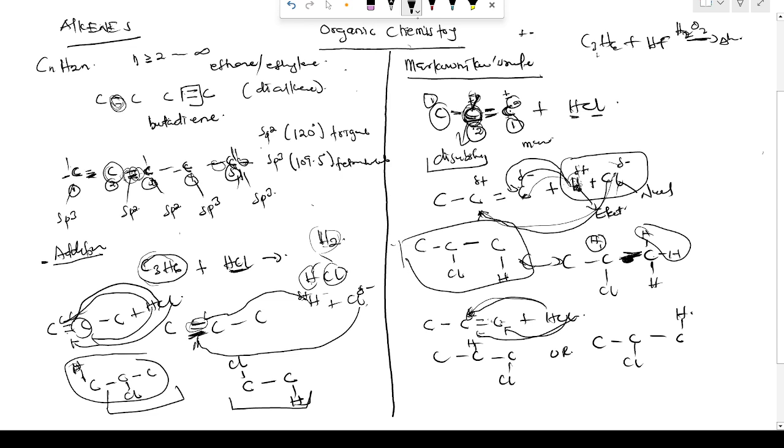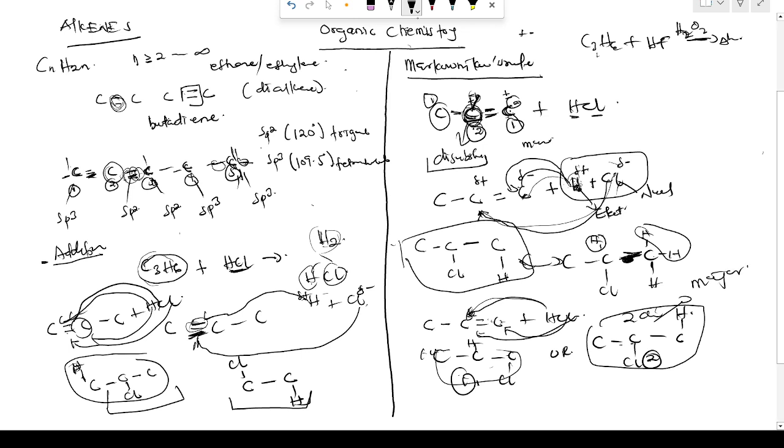Now when you do this, you are going to get two different products, product one and product two. Naming these products, this compound will be 2-chloropropane, and this one will be 1-chloropropane. So when you react propene with hydrogen chloride, you are going to get two products, 1-chloropropane and 2-chloropropane. Now which one becomes your major product? Based on Markovnikov's rule, the 2-chloropropane becomes our major product.